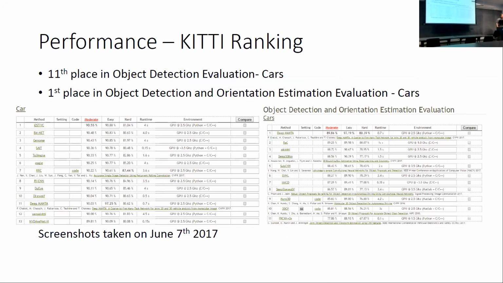Performance in KITTI, it's currently 11th place in object detection and evaluation for cars, 2D, and first place in object detection and orientation evaluation for cars. Overall, it's one of the faster ones at the top. There's 1 or 2 that are beating them. I believe that there's one that's 0.15 seconds in the 3D orientation section. But aside from that, I think they're 3rd or 4th fastest up at the top.